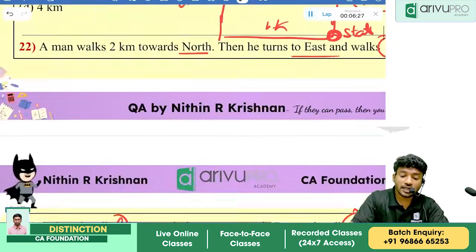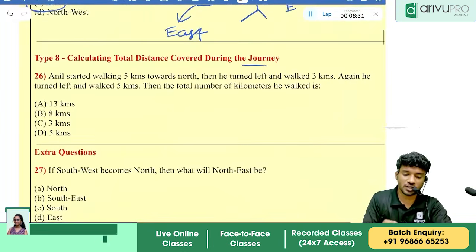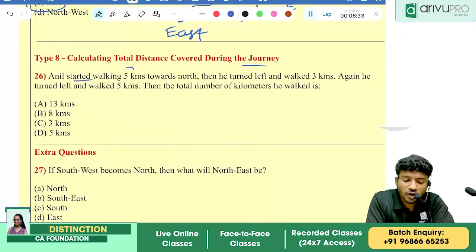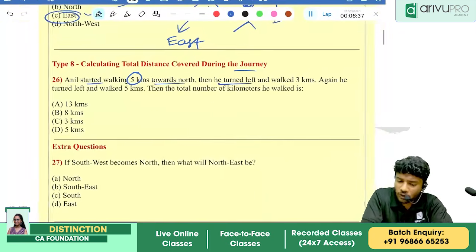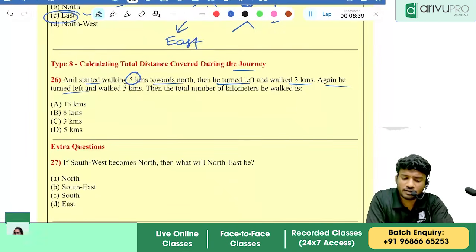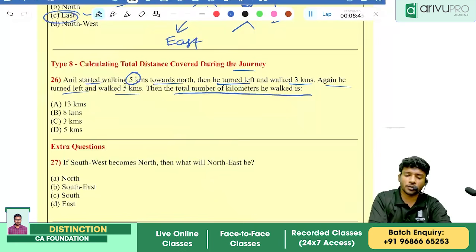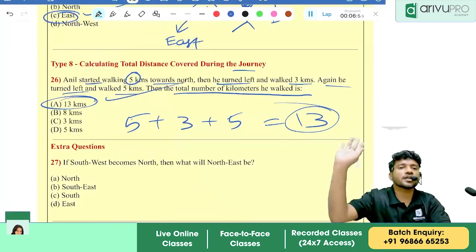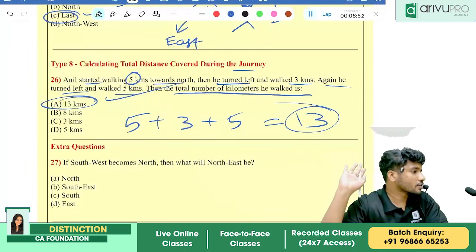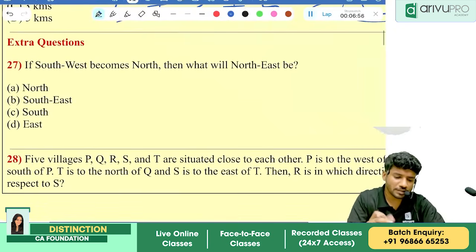Based on that, there was a question in 2025 JAM. The question is here. Anil started walking 5 kilometers towards north. Then he turned left, walked 3 kilometers. Again he turned left, walked 5 kilometers. The total number of kilometers is how much? 5 plus 3 plus 5 is equal to how much, people? Option E. Understood? Any doubt in this? Sure? Then look at some extra questions.